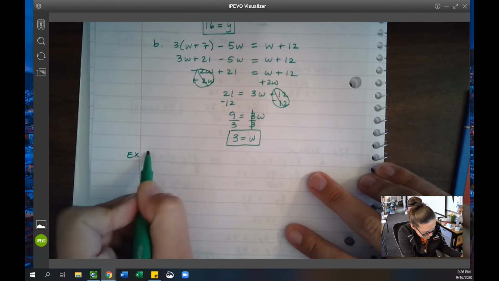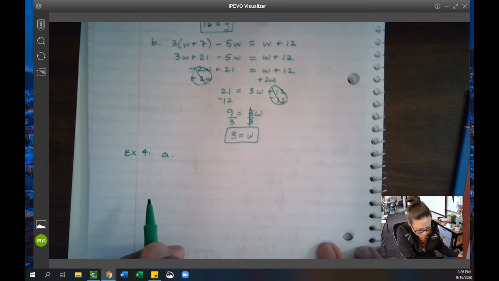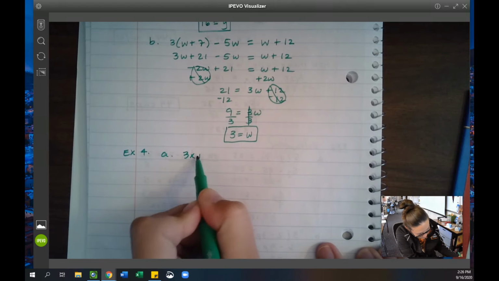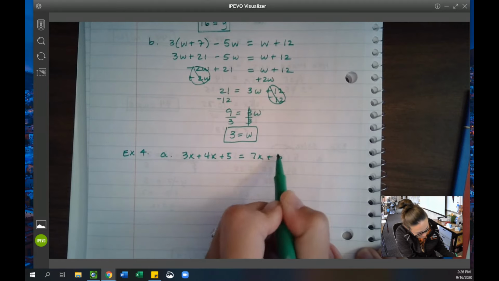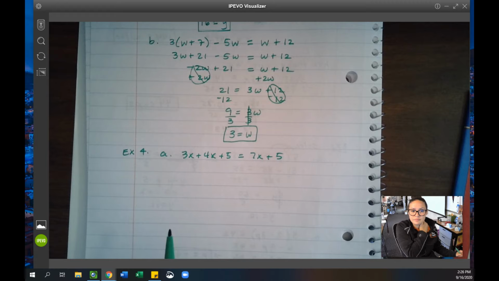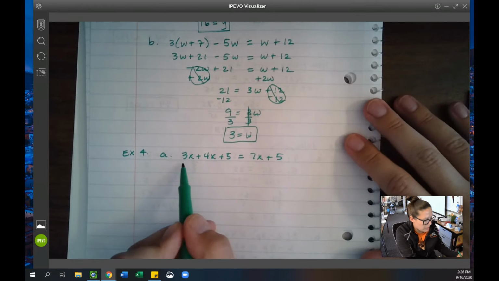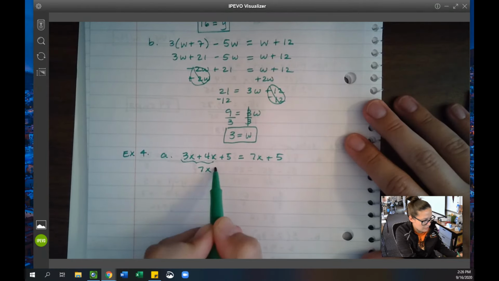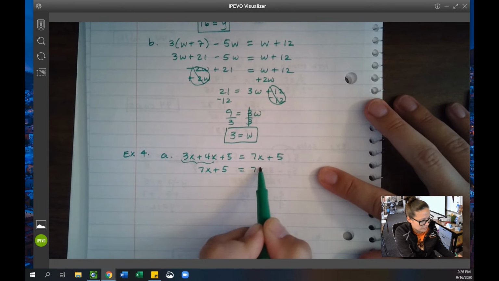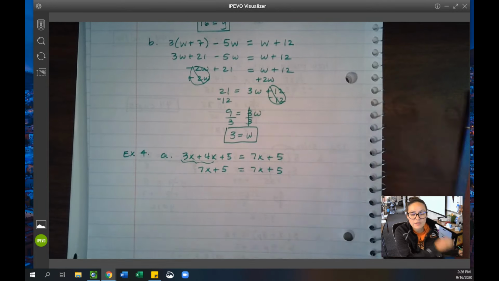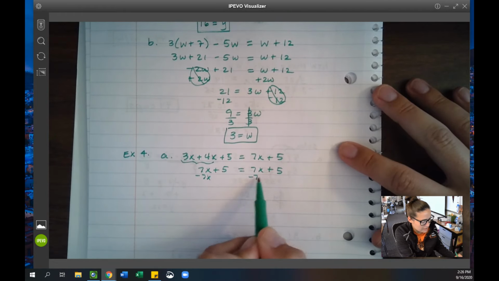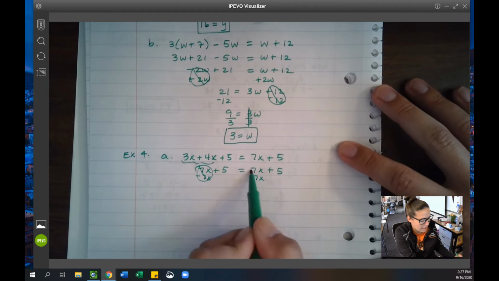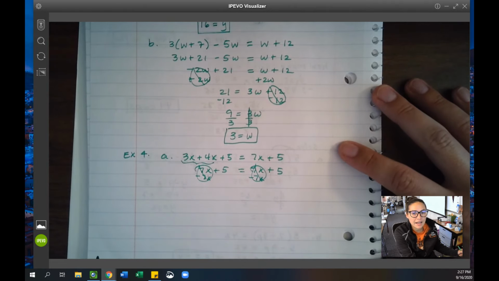Example 4, part A. 3x plus 4x plus 5 equals 7x plus 5. All right, let's first combine like terms. So that gives me 7x plus 5. And once again, I have variables on both sides, so I want to zero one of them out. So I'm going to subtract 7x from both sides, but what ends up happening is that both sides of the x's zero out.